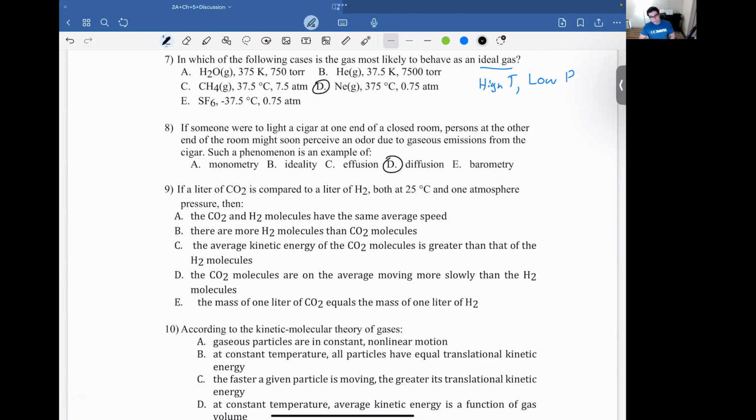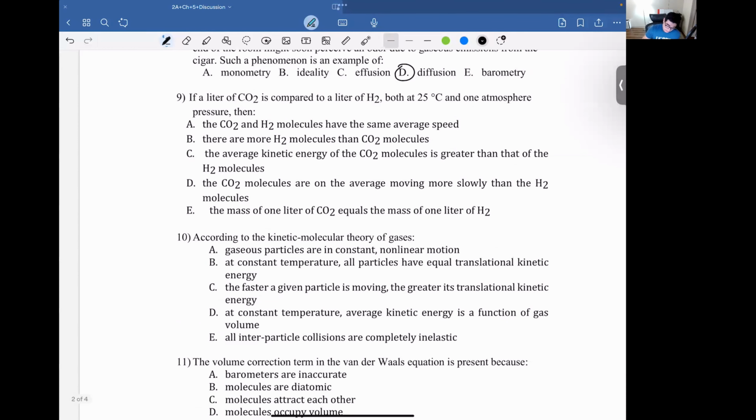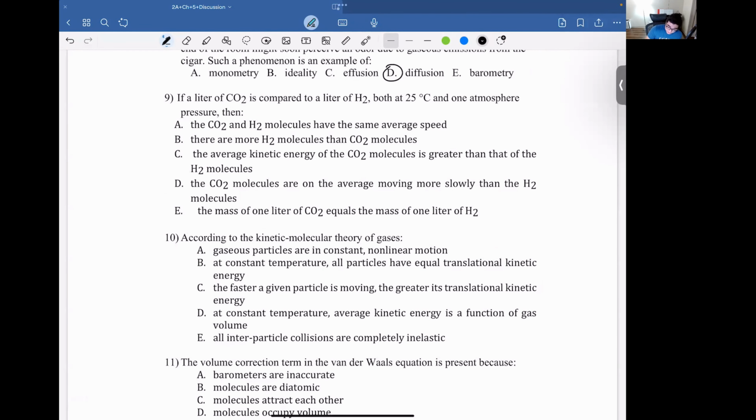For number 9, it says if a liter of CO2 is compared to a liter of H2, both at 25 degrees C and 1 atmospheric pressure, then we're going to check the truth or falsity of each of these. A says they do not have the same average speed. This is not true because it's dependent on the molar mass. They have the same average kinetic energy, but they do not have the same average speed. It's dependent on the mass of the molecule. So it's not A. You can look at your root mean squared formula. You're dividing by molar mass, you divide by a bigger number, you get different numbers. CO2 is going to be slower than H2.